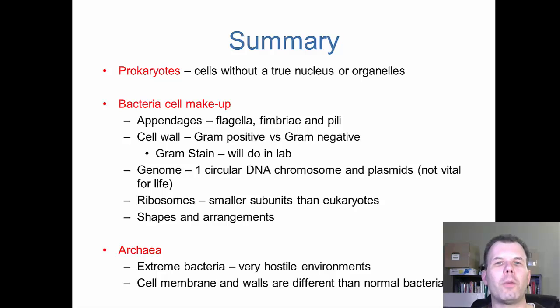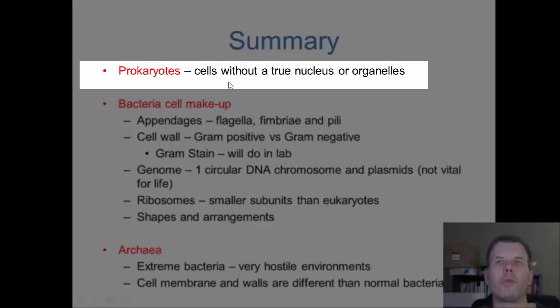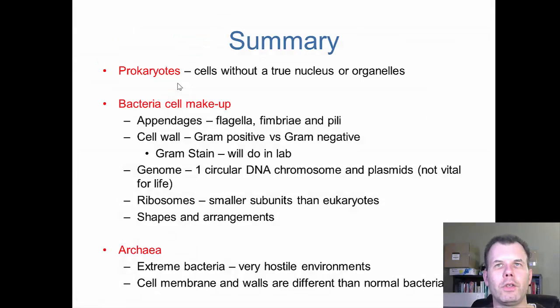All right, so let's summarize. I told you we're done here. So the summary: prokaryotes are cells without a true nucleus or organelles, and so we call these guys the prokaryotes. In the next chapter, chapter 5, we'll talk about the eukaryotes and what makes up a eukaryotic cell.